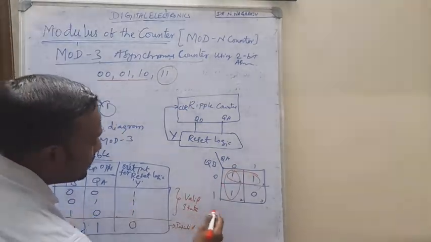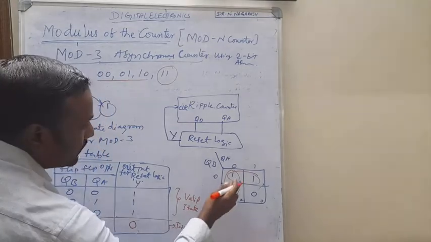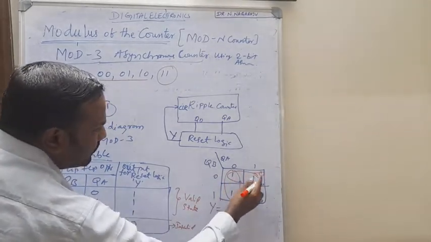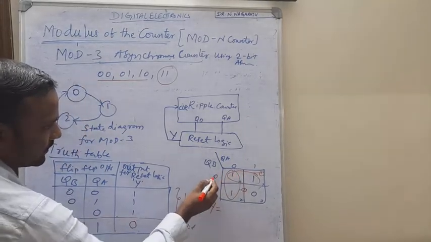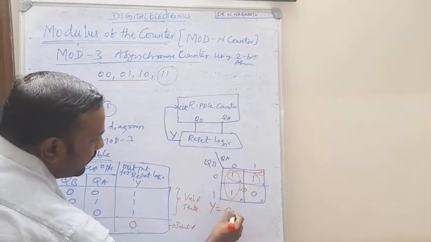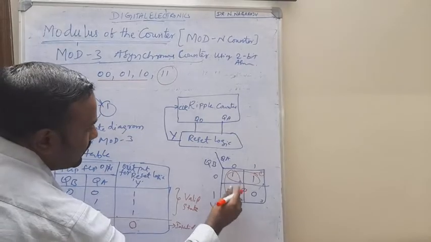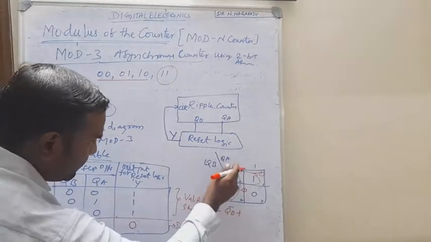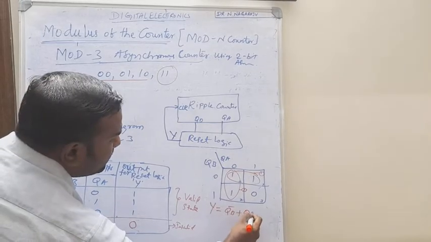Right. The equation. So what is the equation? Y is equal to. So check row wise. This is group number 1, group number 2. Check group number 1. This is what? QB bar. So QB bar. Check this one, the second one. That is QB bar plus QA bar.